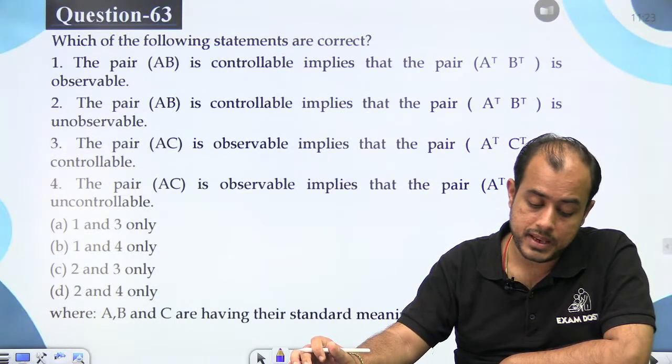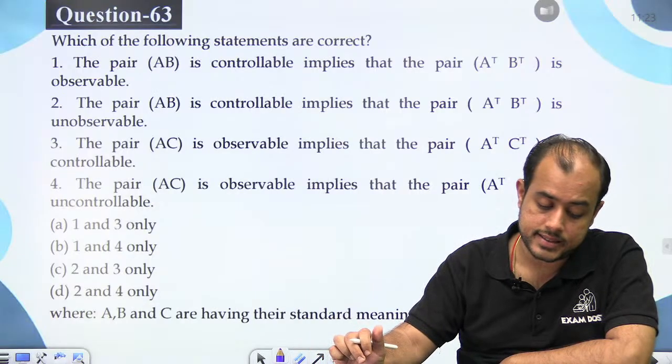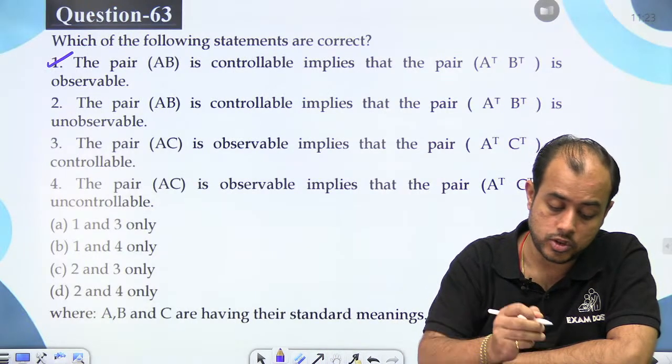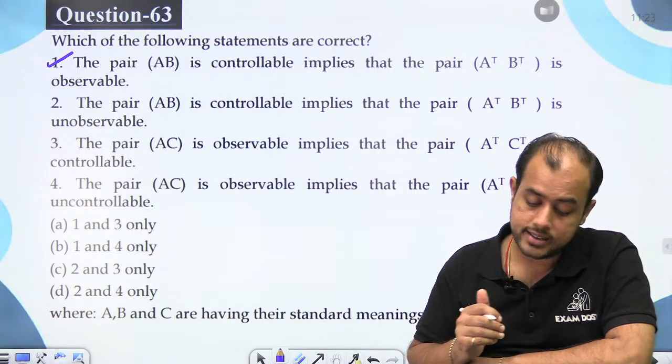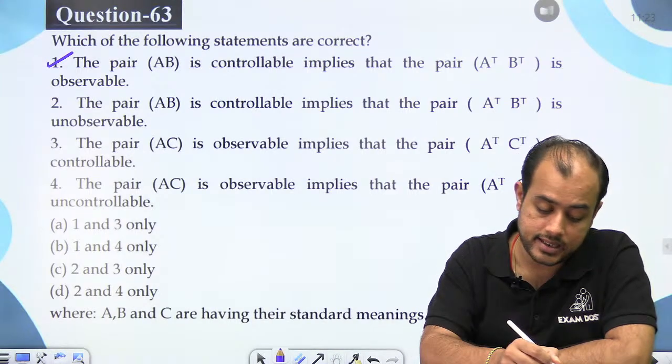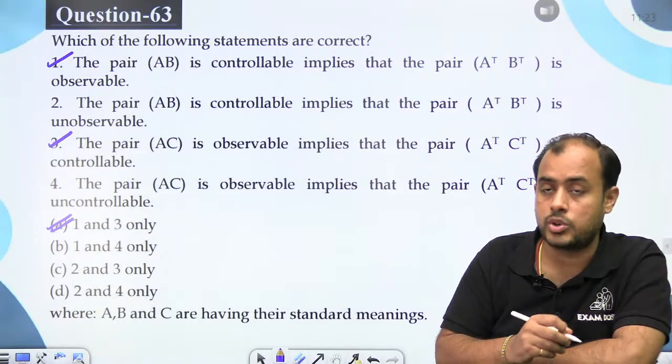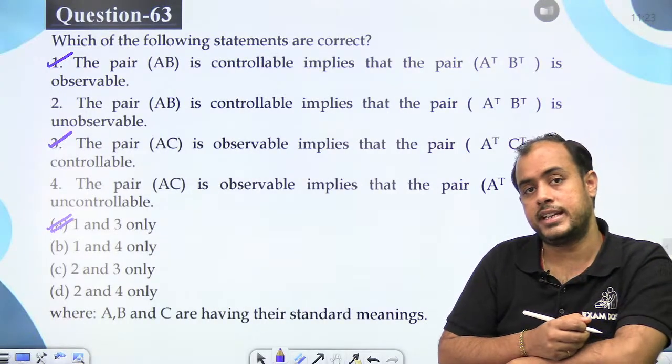The pair A, B is controllable implies A transpose, B transpose is observable. A, C is observable implies A transpose, C transpose is controllable. This is the theorem on controllability observability.